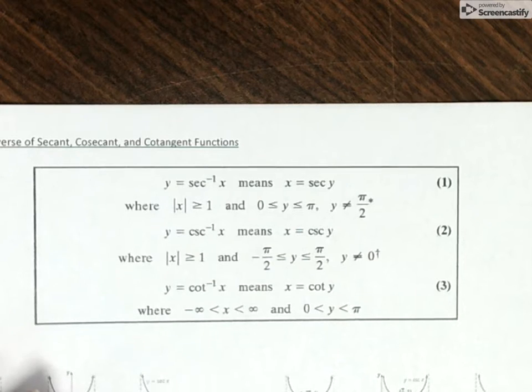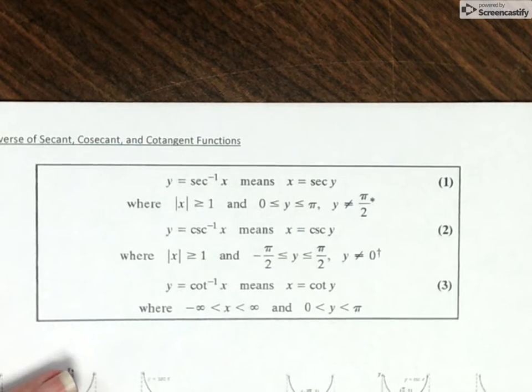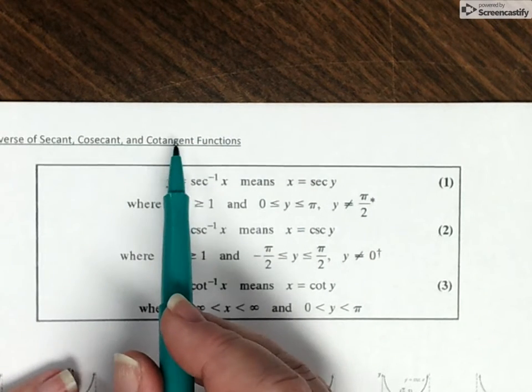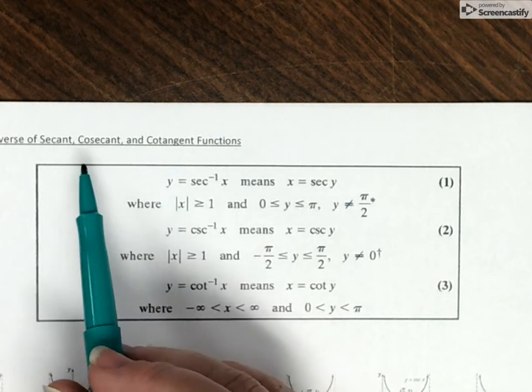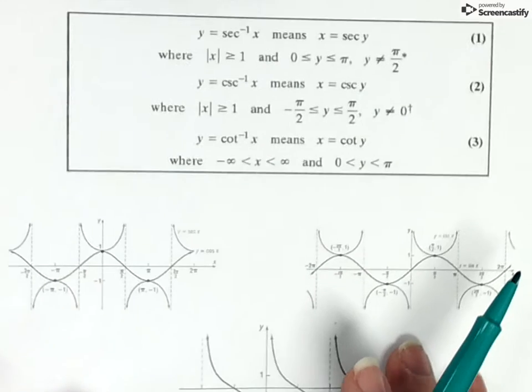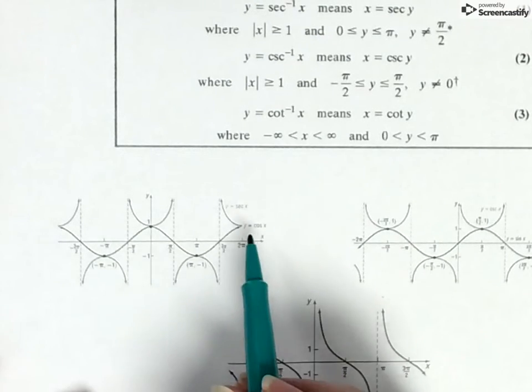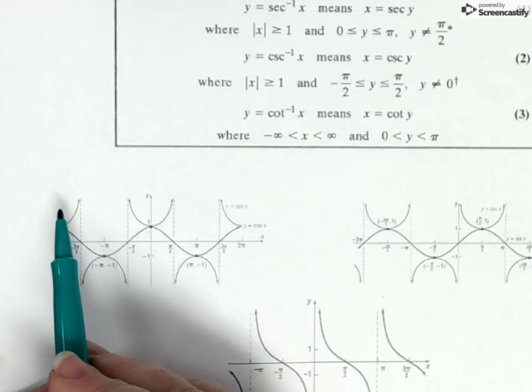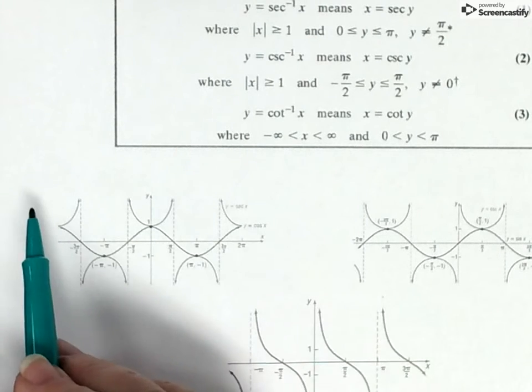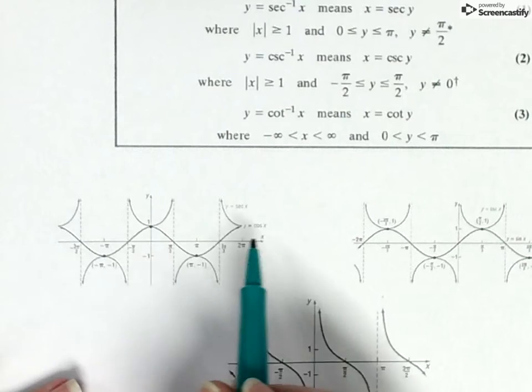So the slightly tricky part of this problem is that we're going to be adding the inverses of secant, cosecant, and cotangent. Now don't worry, I'm not going to ask you to graph these, but I do need you to recognize that this is the graph right here of secant. And looking at the graph of secant, do you see that it's not 1 to 1 again? This graph is not 1 to 1.